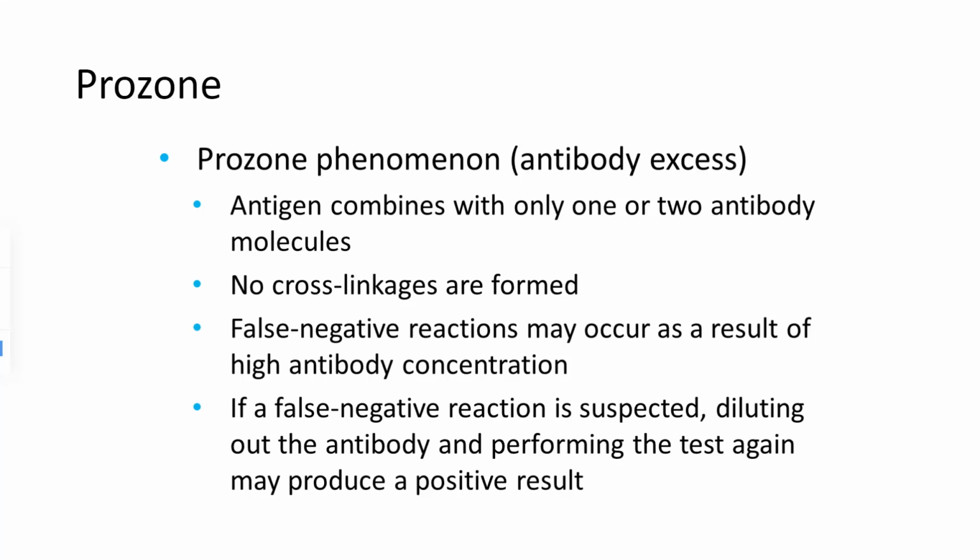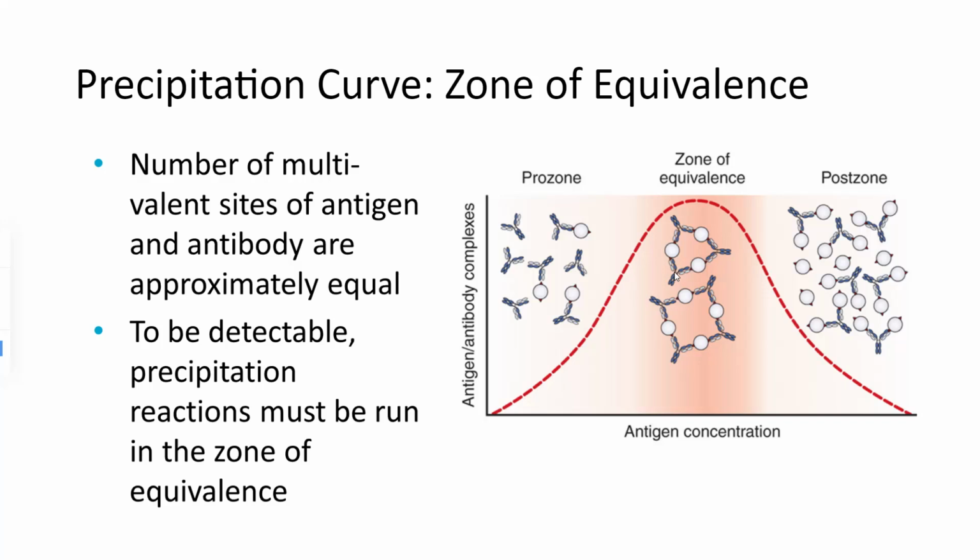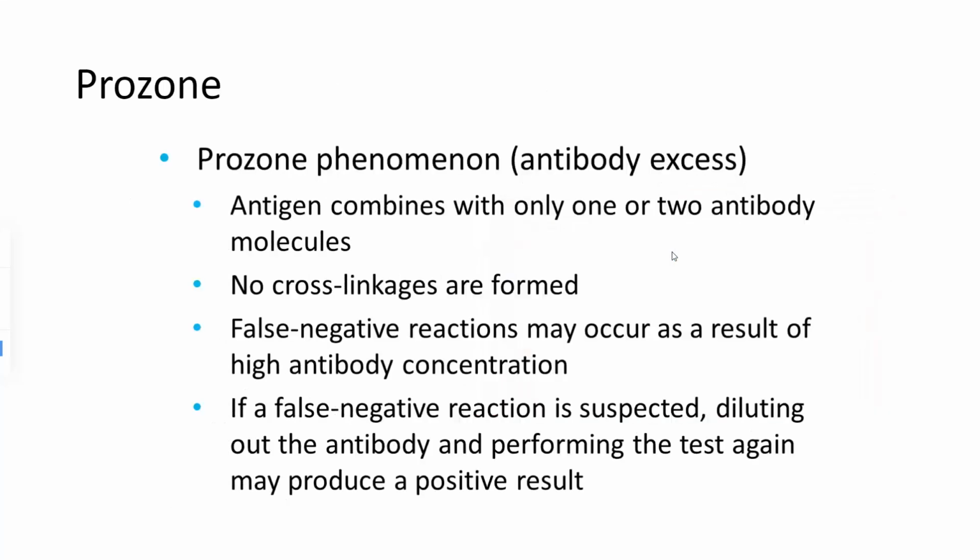So the prozone phenomenon, antibody excess. Antigen combines with only one or two antibody molecules. There's no cross-linkages that are formed. The cross-linkages are forming this lattice-like structure, and that can be visible with the naked eye. False negative reactions may occur as a result of high antibody concentration. If a false negative reaction is suspected, diluting out the antibody and performing the test again may produce a positive result.